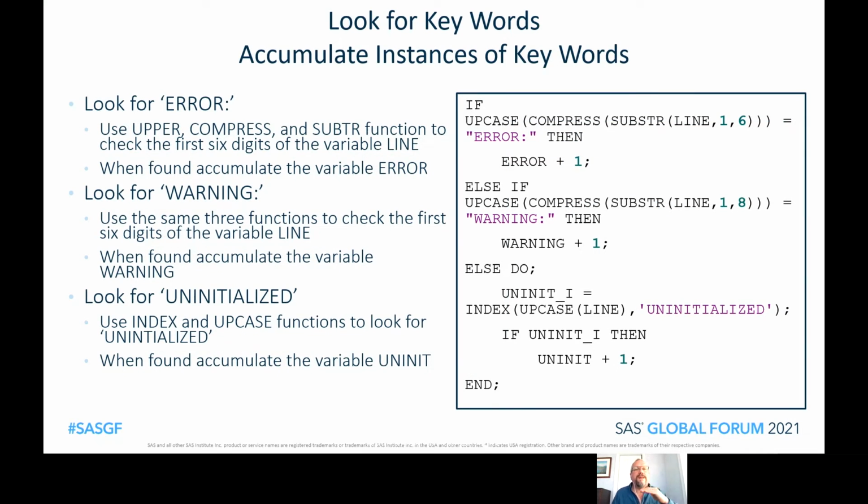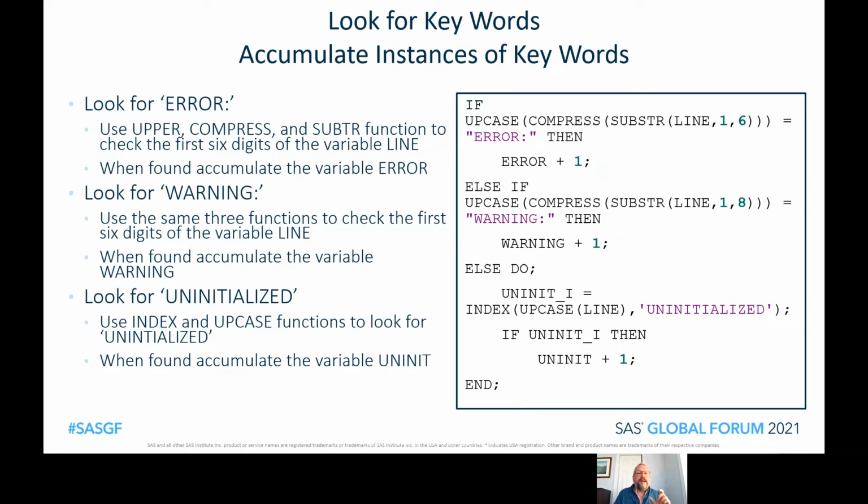So this is kind of the heart of it. Once I've read in that line of the log, I'm using some conditional logic to accumulate instances of the word that I'm interested in, for instance, error or warning or uninitialized. The error statement in the log appears in the first six characters of the line, so I'm just using the substring function. And the same with the warning, whereas the term uninitialized can appear anywhere in the note, so instead of using a substring function, I'm using an index function.